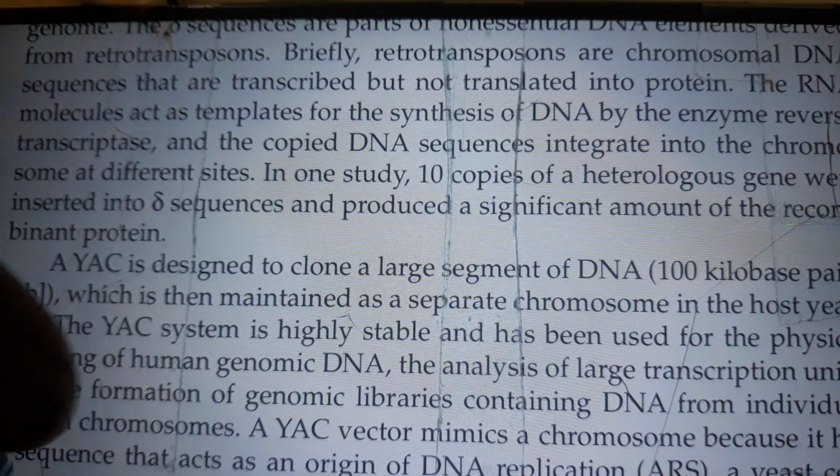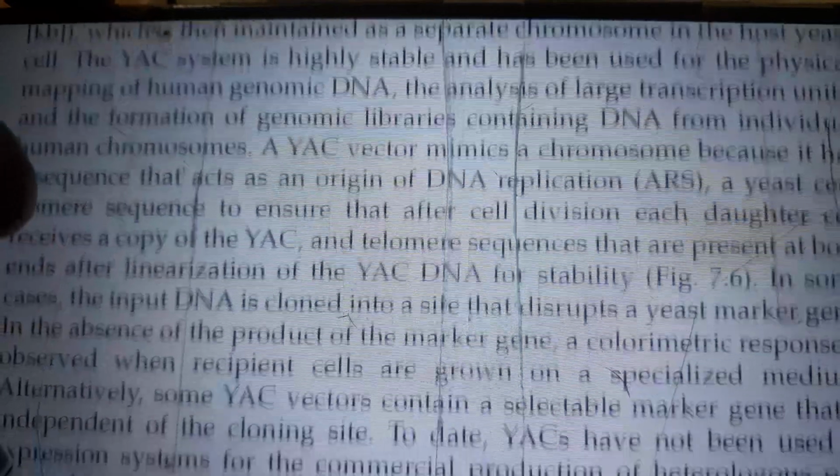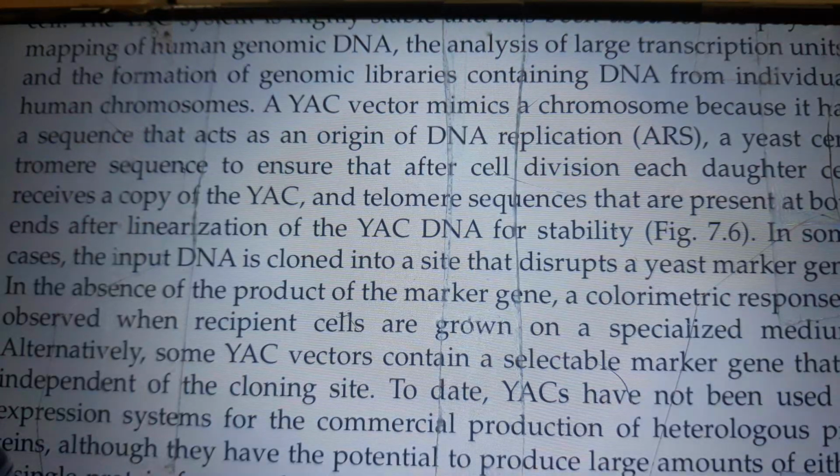the recombinant protein. A YAC is designed to clone a large segment of DNA, 100 kilobase pairs, which is then maintained as a separate chromosome in the host yeast cell. The YAC system is highly stable and has been used for physical mapping of human genomic DNA, the analysis of large transcription units, and the formation of genomic libraries containing DNA from individual human chromosomes.